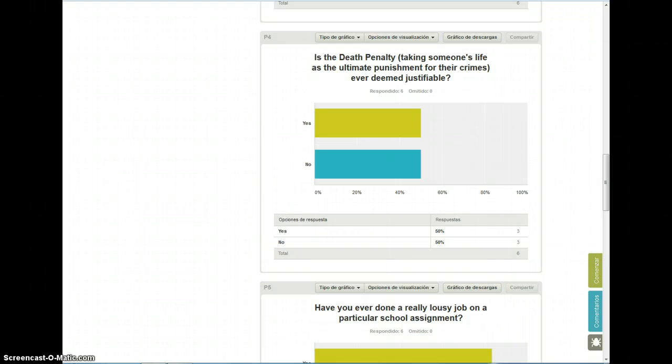The 4th question, is the death penalty, taking someone's life as the ultimate punishment for their crimes ever deemed justifiable, was meant to prove that students usually don't admit that they hold unpopular opinions. We included a brief explanation of what the death penalty is, in which we covertly intended to humanize criminals facing such sentence. However, our results were quite different than we had thought they would be, as 3 people said yes and another 3 said no. Although it is not what we had planned for, this exactly half division of answers does show that the surveyed students probably gave this question much thought, and therefore it also shows how language can be used to manipulate others.